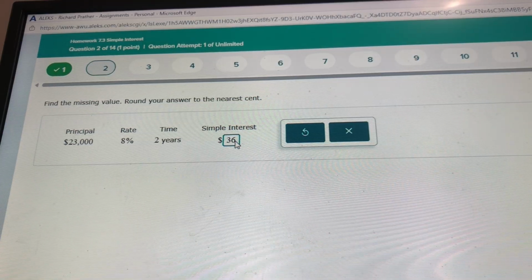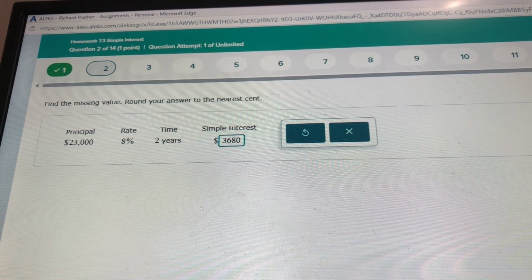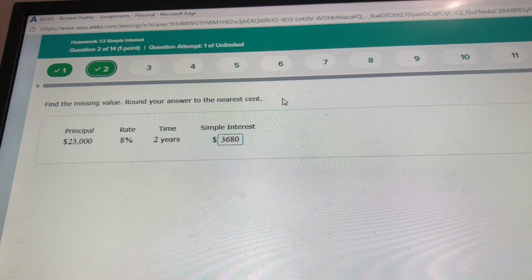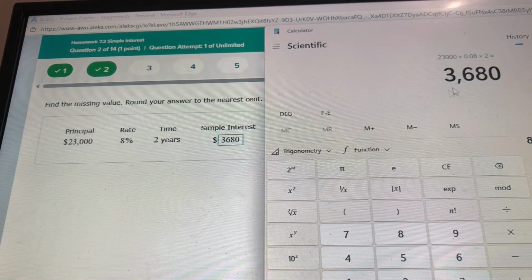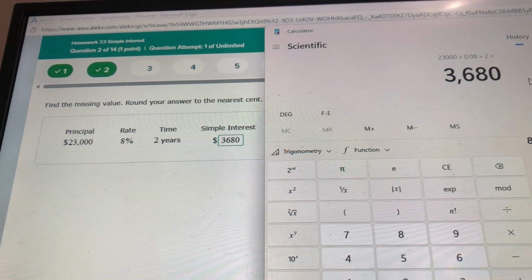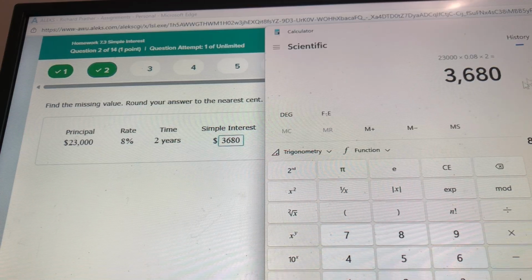$3,680. And these are coming out exactly, so even though it says round to the cent, if you get an exact dollar amount, then you don't have to put the cents. You could put 0.00, but you don't have to.